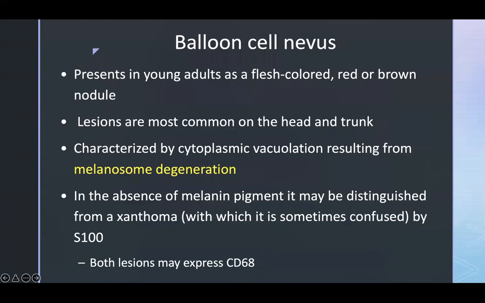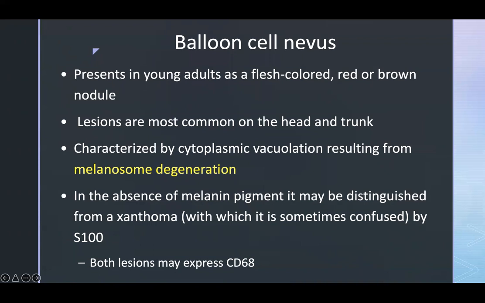Moving on to a balloon cell nevus. Balloon cell nevi are present in young adults as flesh-colored, red, or brown nodules. They're mostly common on the head and neck. They're characterized by cytoplasmic vacuolation resulting from melanosome degradation or degeneration. In the absence of melanin pigment, it may be distinguished from a xanthoma.